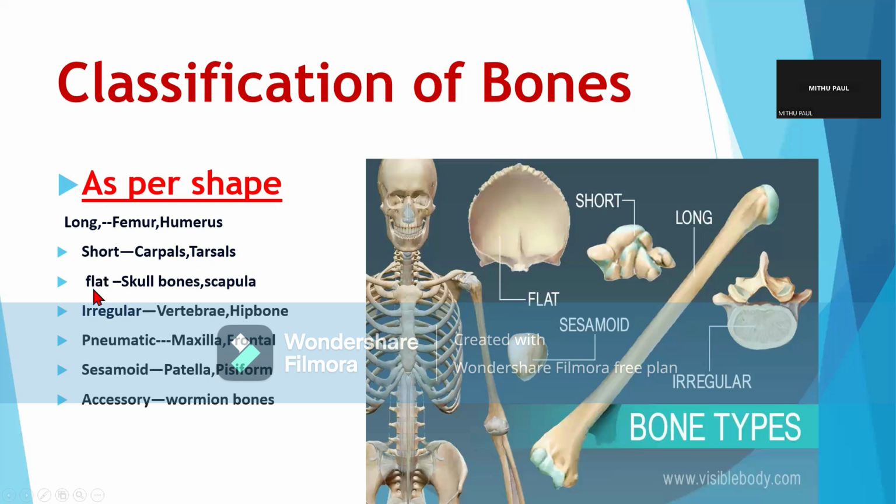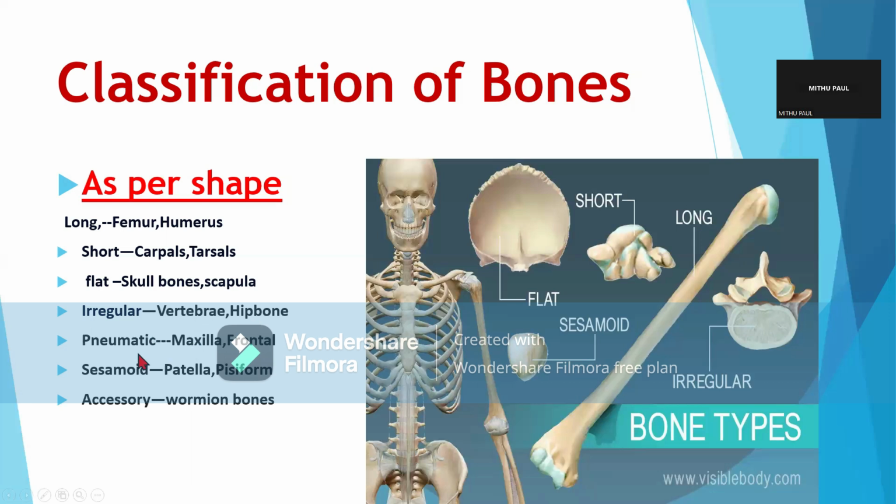Flat bones, the bones look like plates, such as skull bones, scapular blade. Irregular bone. Irregular means not matching particularly to any of this classification. Neither long, nor short, nor flat. Rather, it is a combination of all of this, such as vertebra, hip bone, like that.